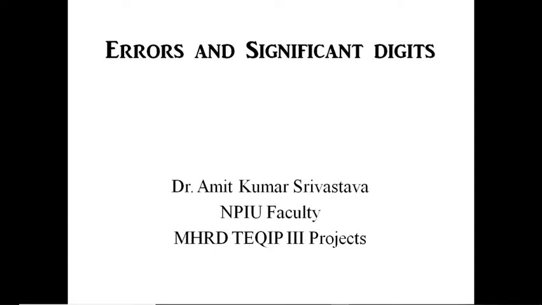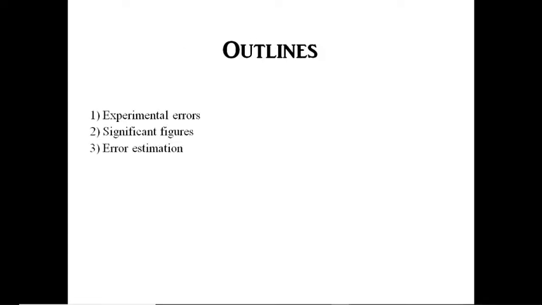Hello all. Today we will discuss error and significant digits. Both are very important to perform any experiment, as they tell you the accuracy and precision in your measurement. This is the outline of my talk: experimental error, significant figures, and error estimation.